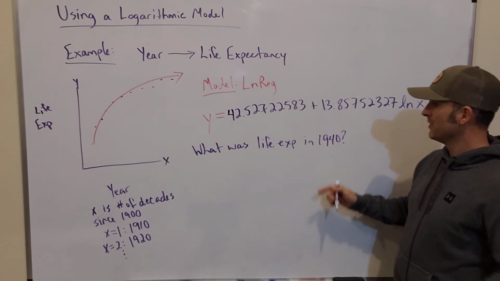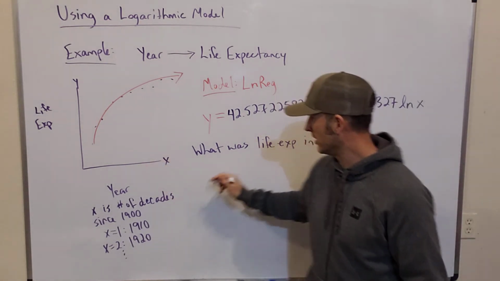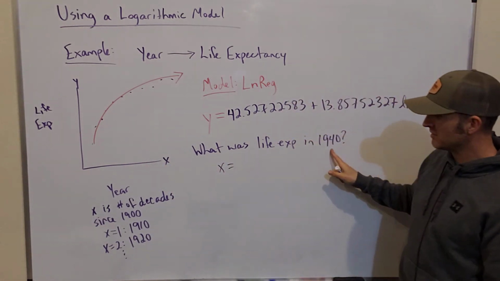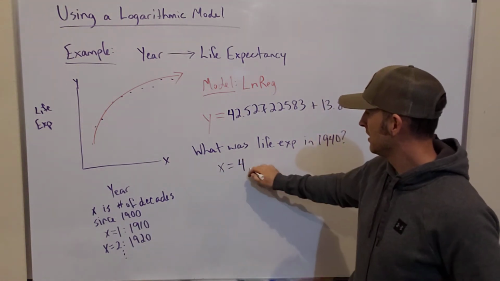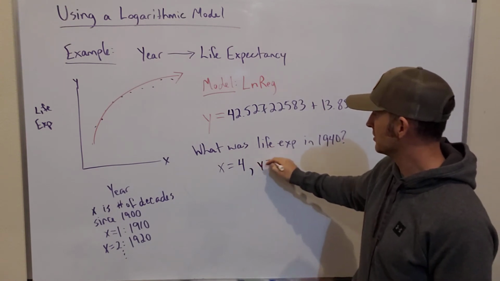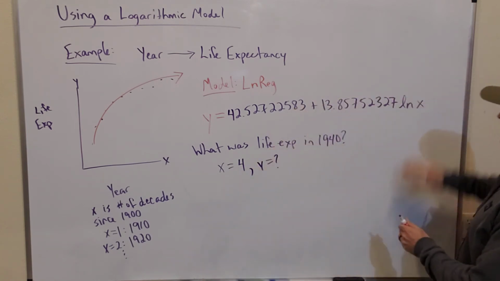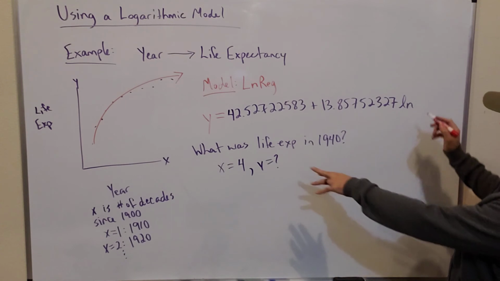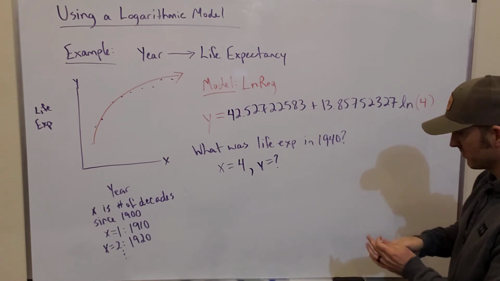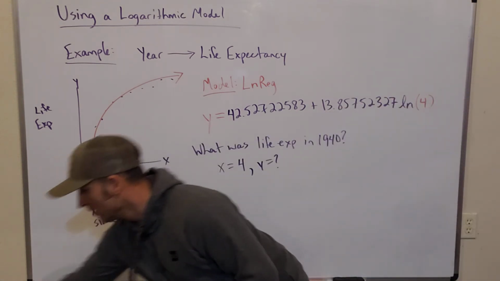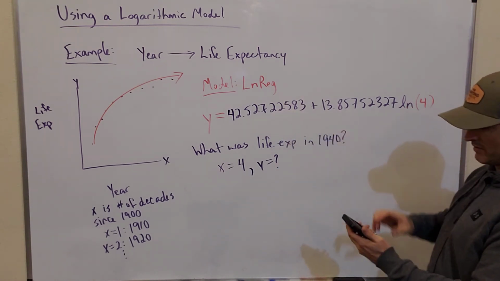So all we would do here is, if we look at what we know and what we're asking, we know what year it is. So that means we know our x value. And if the year is 1940, then we're talking about an x of 4 decades. So x is 4. And we're asking for what the life expectancy is, so we want to know what y is. So now we're going to take our model and input 4 for x. So I'm going to put ln of 4 right here. Now on your scientific calculator, you will have an ln button somewhere. So make sure you locate that. And now I'm just going to type all of this in.